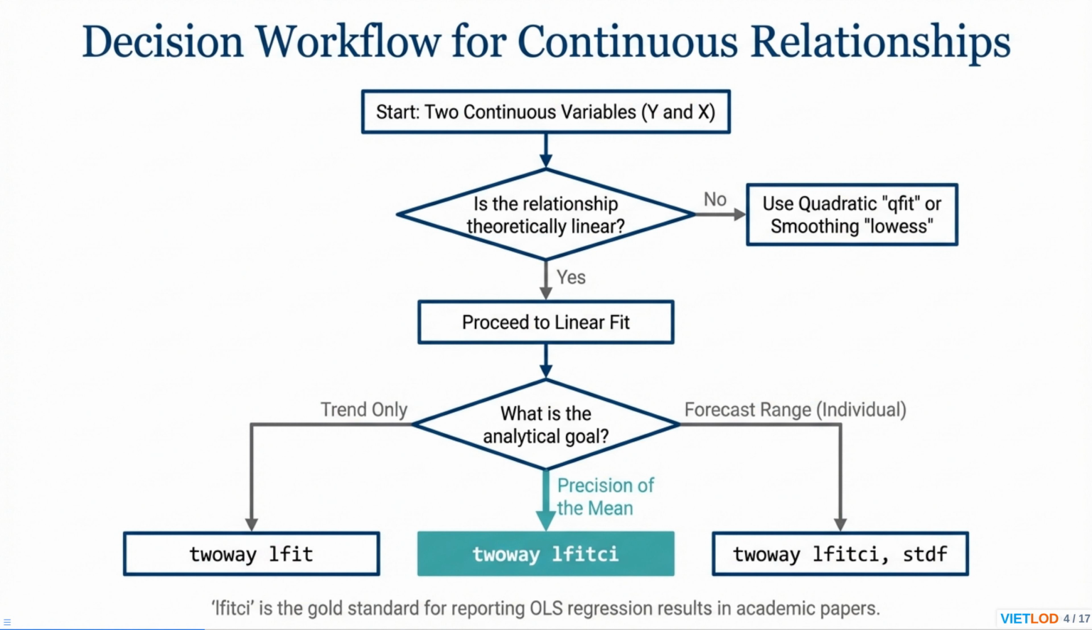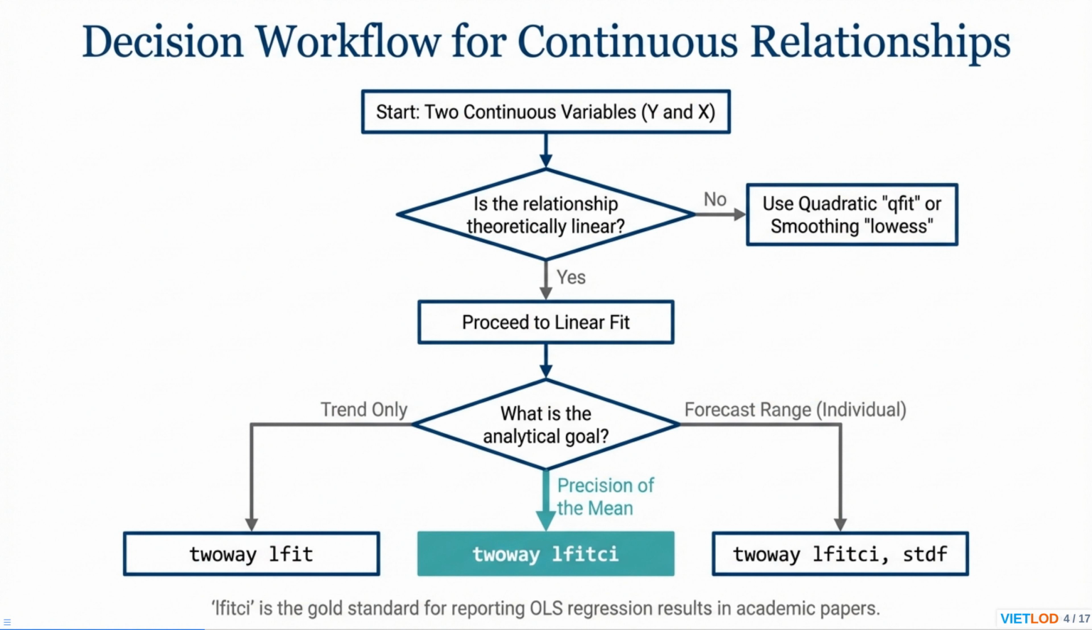This workflow guides you in selecting the appropriate Stata command for visualizing continuous relationships. We begin by ensuring you have two continuous variables, y and x, and then consider if their relationship is theoretically linear. If the relationship is not linear, you would opt for quadratic fitting with qfit or smoothing with loess. If the relationship is indeed linear, you proceed to a linear fit and then define your analytical goal.